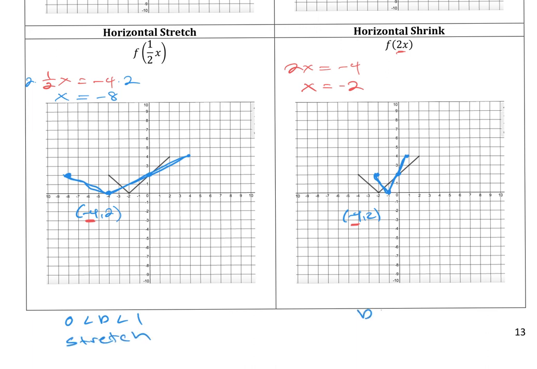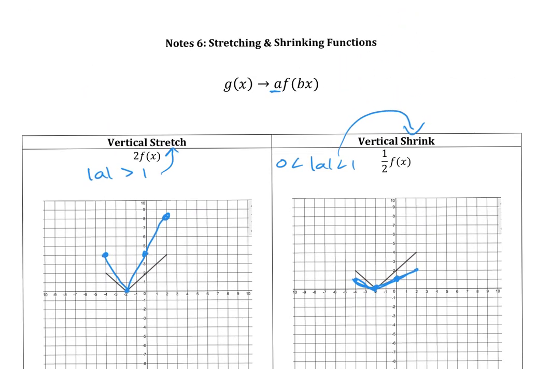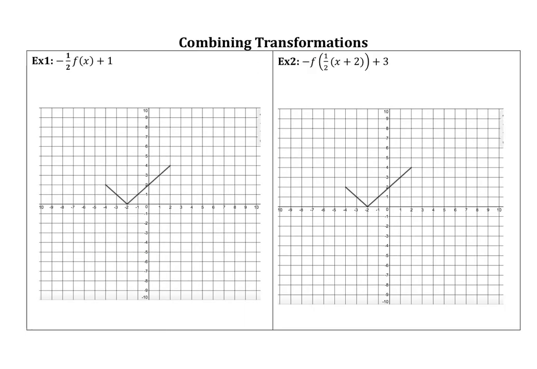If b is greater than 1, then we're going to have a shrink. And these are horizontal or vertical shrinks. And just so you guys are clear, when I'm referencing my a and my b values, I'm looking at my original notation here, where a is a number on the outside, and b is a number that's being multiplied by that x value.